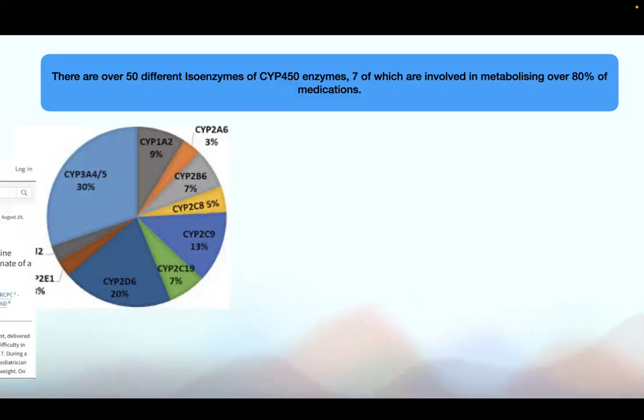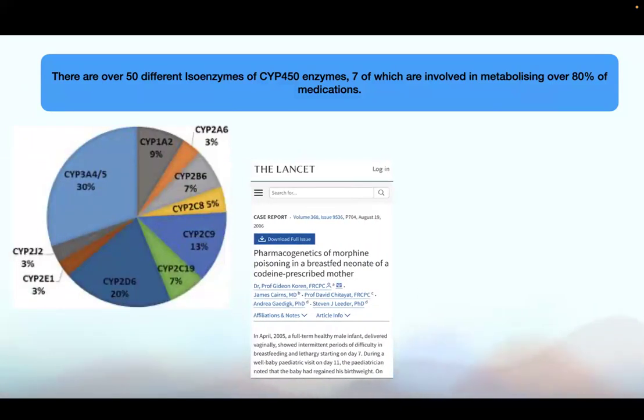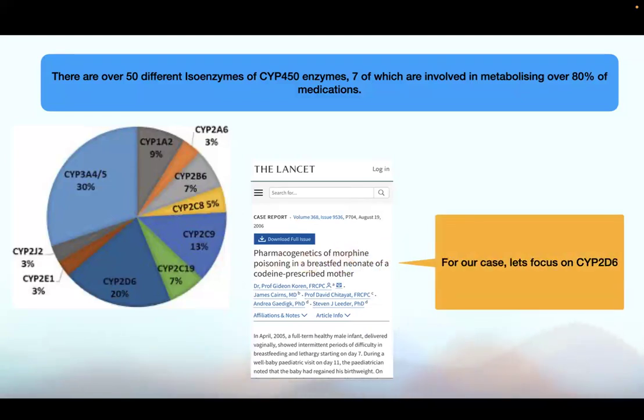Okay, so let's understand again our Lancet case. For our case, let's focus on CYP2D6, which has the 20% coverage, and we have the drug codeine.